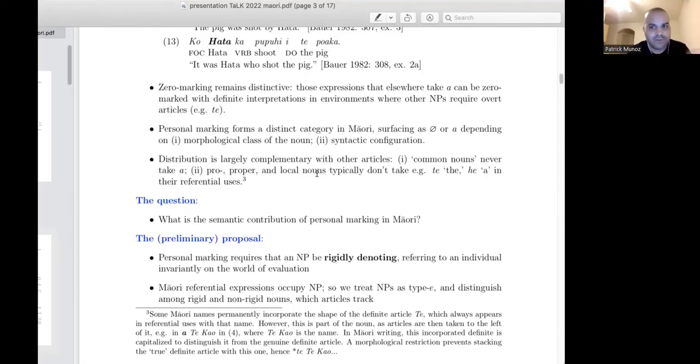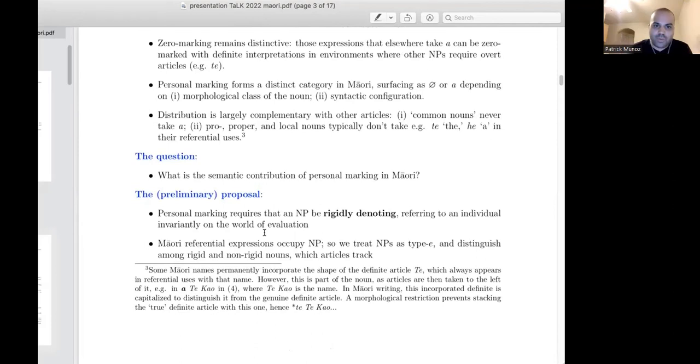And these typically, again, unless they're modified, don't take the other regular articles like te, which is the, he, which is a, and so on in their referential uses. So there's a kind of split distribution, and they seem to have very distinct semantic roles. And so the question is, what is the semantic contribution of personal marking in Maori? And then cross-linguistically, what is the semantic contribution of rigid or name-like marking in languages more generally?